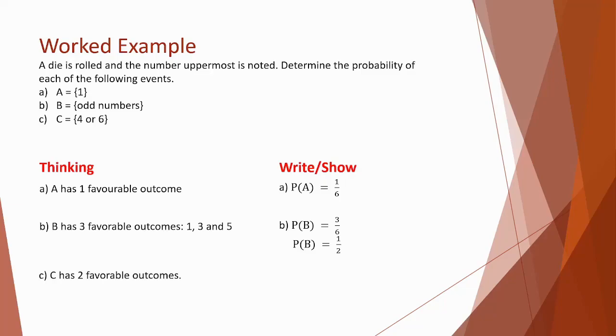Now C has 2 favorable outcomes because we're looking at 4 or 6 from that dice. So again, we write the probability of C equals 2 over 6. We've got the 2 favorable outcomes divided by the 6 total outcomes, and we simplify that down to 1/3. So we write the probability of C equals 1 over 3.